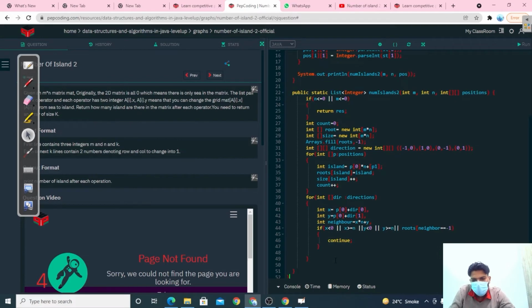We continue because we are not going to add that part, since we don't get any neighbor. We are not going anywhere. When we are getting a neighbor, we are checking this condition. If neighbor roots equal to minus 1, it means this neighbor will not come. So at that stage, we are not getting any neighbor, and then we are not going to do that condition. So this is our continue condition.